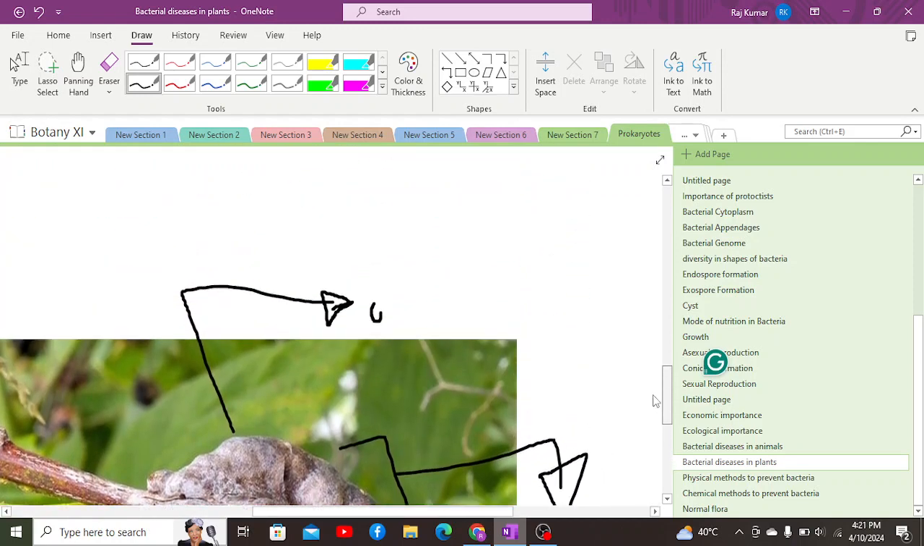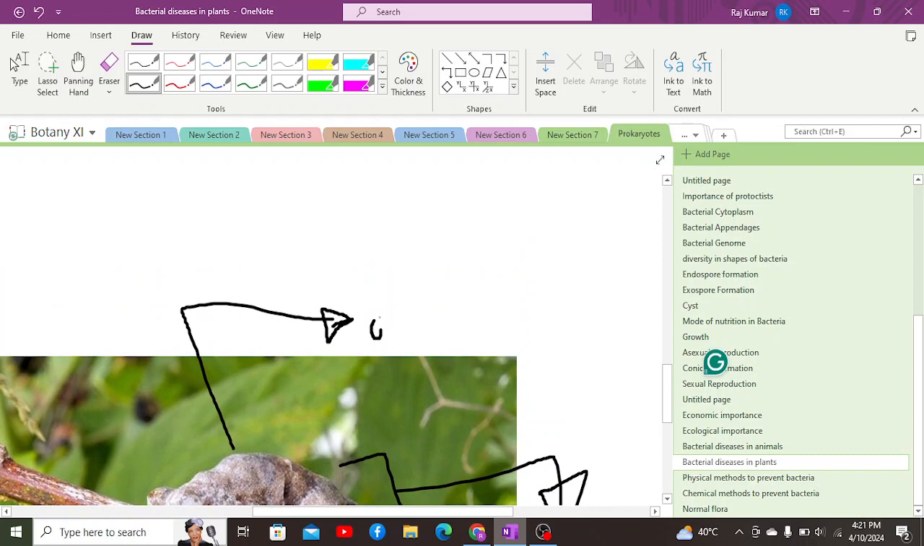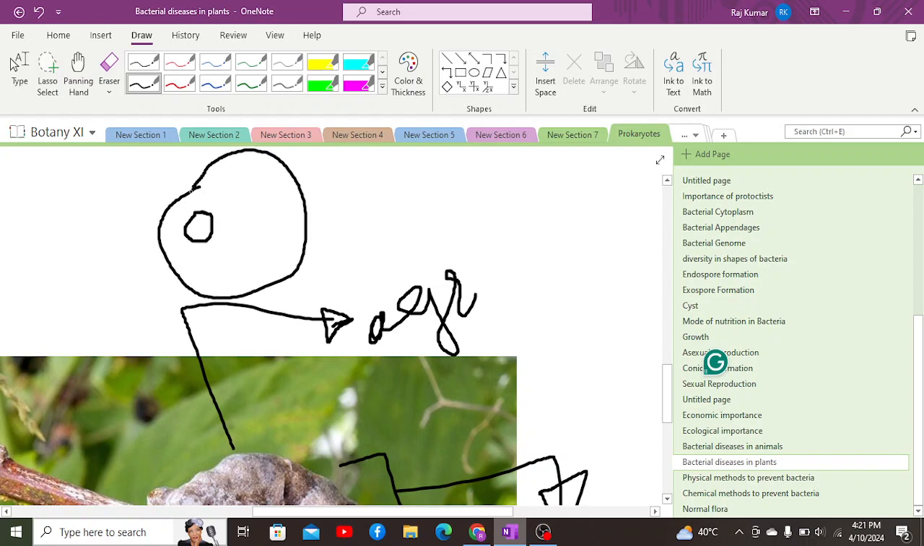Another organism which causes this is Agrobacterium tumefaciens. Agrobacterium tumefaciens is a bacterium which has a special plasmid containing the genes for tumor formation, and those genes for tumor formation are contained in its plasmid, which is also known as tDNA.